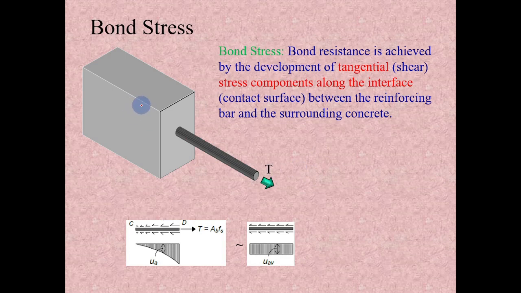There is a concrete block and reinforcement which is embedded into this concrete block. The tensile force T is applied at this part of the reinforcement. The force T has to be transferred to this concrete through bond resistance.